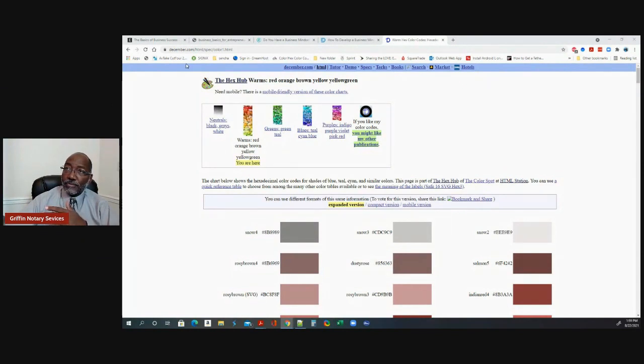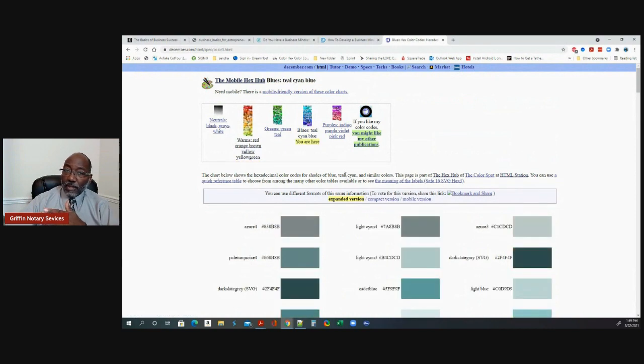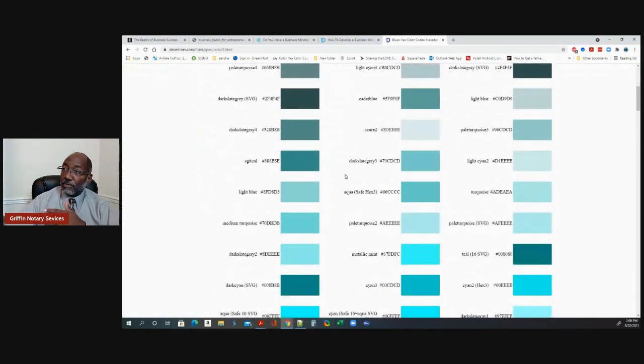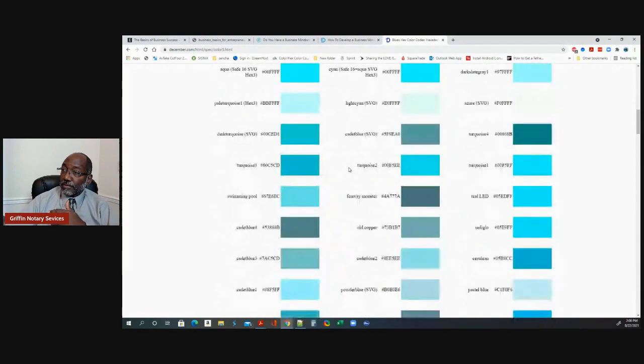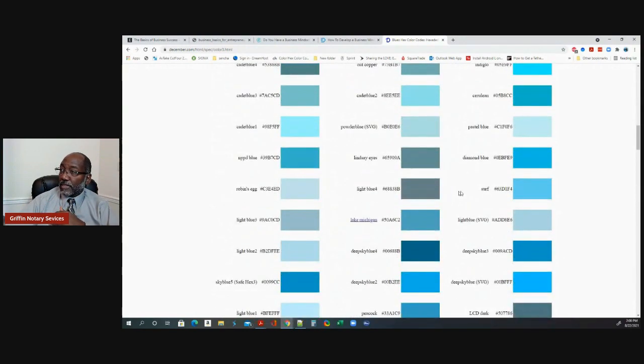So this here, the site is called December.com. And like I said, I'm gonna put the specific web address in the description. And when you go there, you can click on whichever of these color areas that you want. So if you're looking for something in the teal area, bluish area, and you wanted to use that, let's just say I wanted to use this diamond blue.